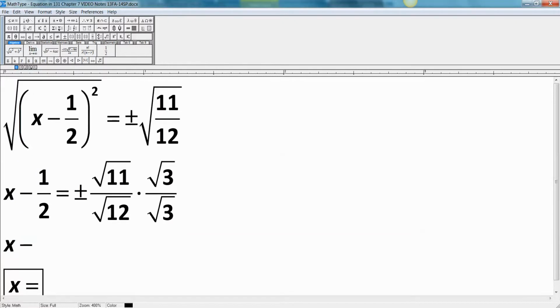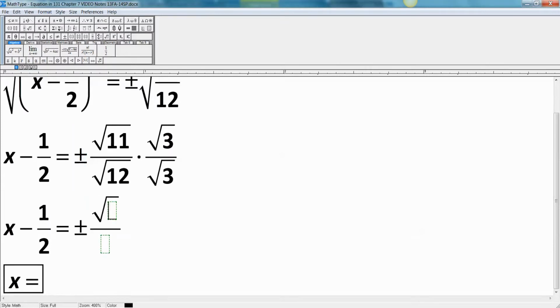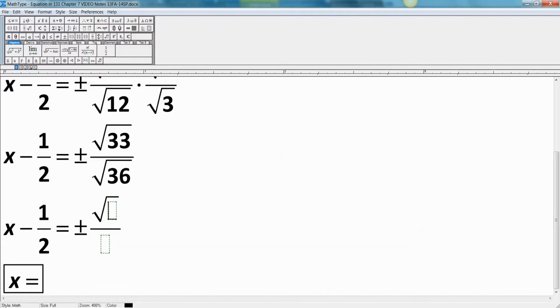x minus 1/2 equals plus or minus square root of 33 on the top over the square root of 36 on the bottom. That's x minus 1/2 equals plus or minus square root of 33, because that's 3 times 11, those are both prime, over 6. And now just add a half to both sides, and you'll have it.